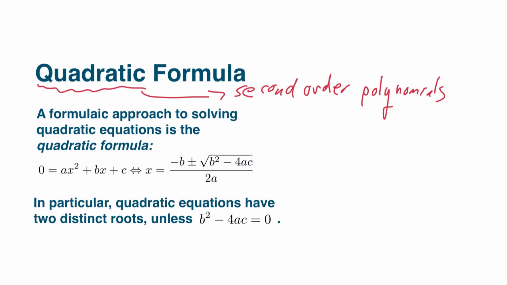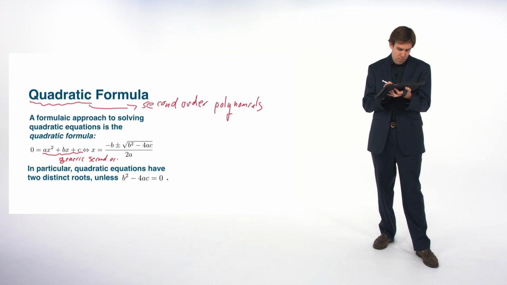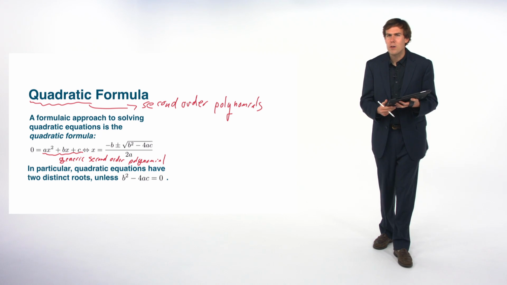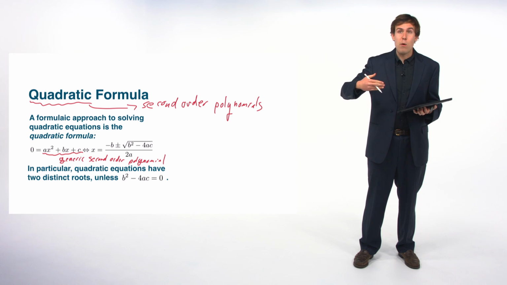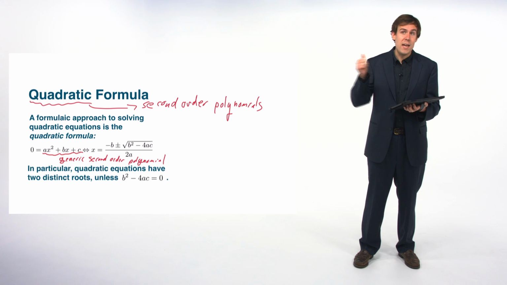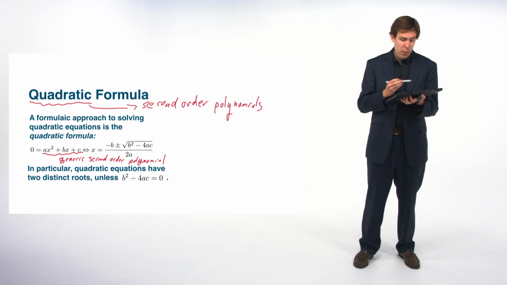So what does this formula allow us to do? Well, it allows us to solve equations that look like the following. 0 equals ax squared plus bx plus c. So this is a generic second-order polynomial. And what our formula says is kind of remarkable. It says that all I need to do to be able to solve this is plug my coefficients into this formula. So take a, b, and c and run them in the following formula.